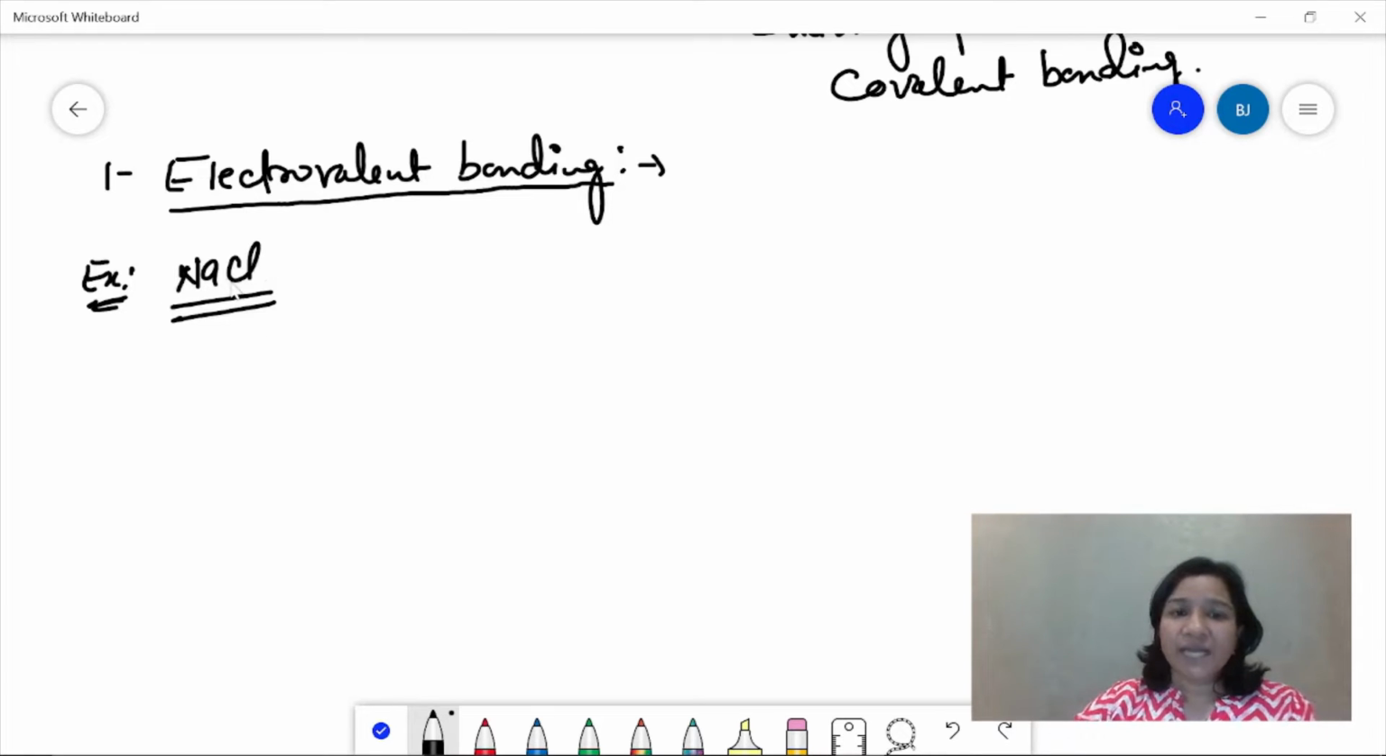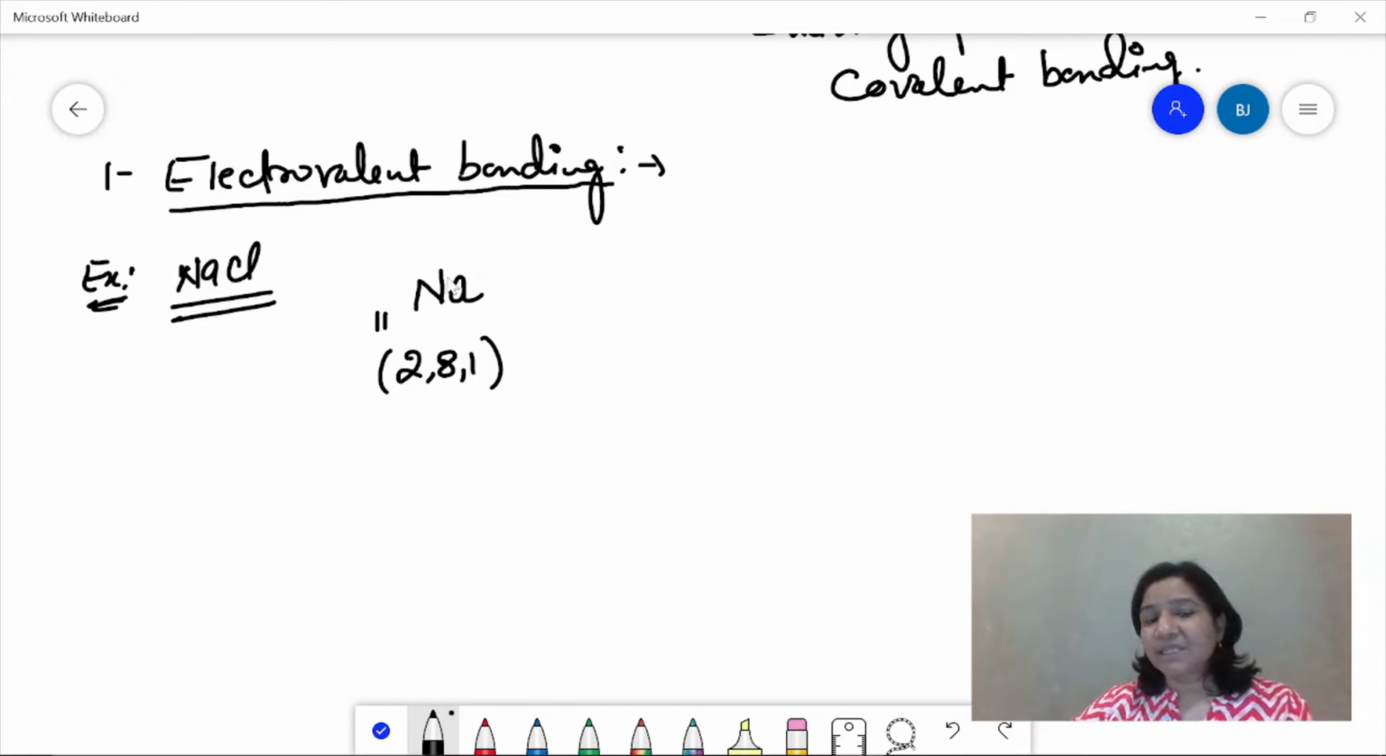Now I'll write the Lewis dot structure for sodium. How to write the Lewis dot structure, I will discuss in another video. When we write the Lewis dot structure, we write the symbol of the element and show around it only the valence electrons. The atomic number of sodium is 11, so 2,8,1. The nucleus and inner shells are represented by the symbol of the element, and the valence electron we show as a dot around the sodium atom.